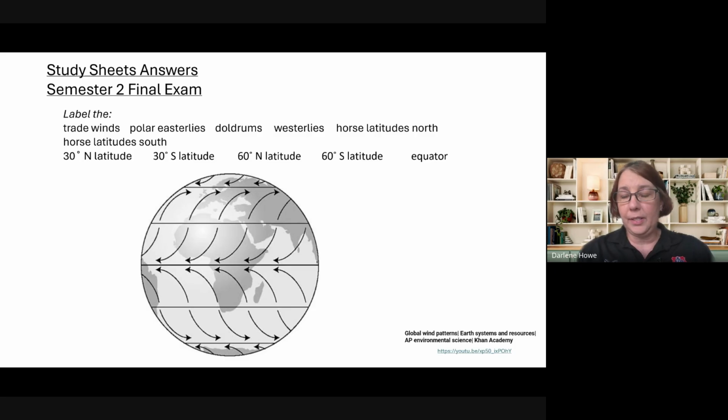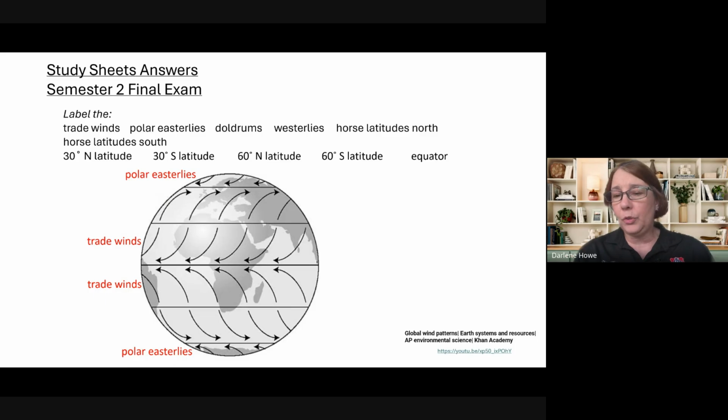So where do we find trade winds? Okay, trade winds are found between the equator and 30 degrees north and south latitude. Your trade winds are found in the northern hemisphere and the southern hemisphere on each side of the equator. So try to remember that, okay? The next one says polar easterlies. The word polar, everyone should know what that means, right? You're talking about the ends, so the southernmost point and the northernmost point on the earth. So polar easterlies are up at the top of the earth and on the bottom of the earth, okay?